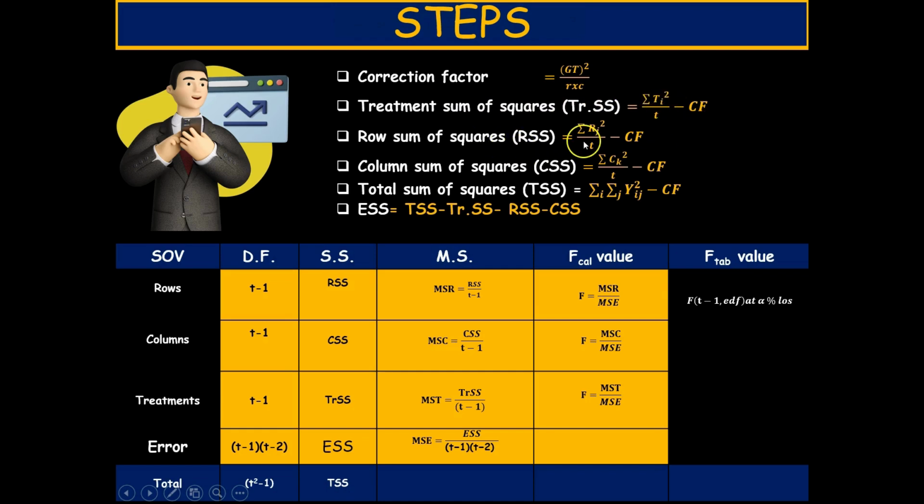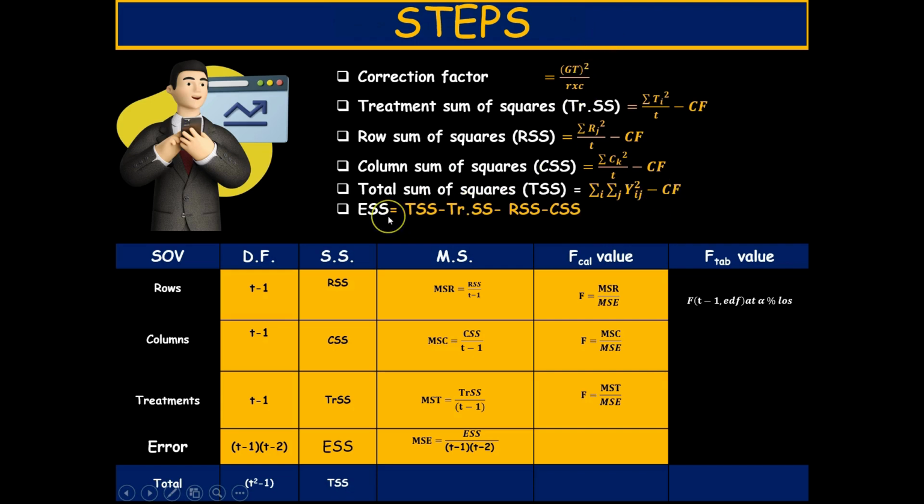In the case of row sum of squares and column sum of squares, we have to get the totals of the rows and the totals of the columns, and divide the sum of their squares by the respective number of treatments, because in all these three cases the number of treatments is equal to the number of rows, which is equal to the number of columns. That is why t is constant in all these denominators, and every sum of squares has to be reduced by the correction factor to get the corrected sum of squares. Total sum of squares is obtained by squaring each individual observation and deducting the correction factor.